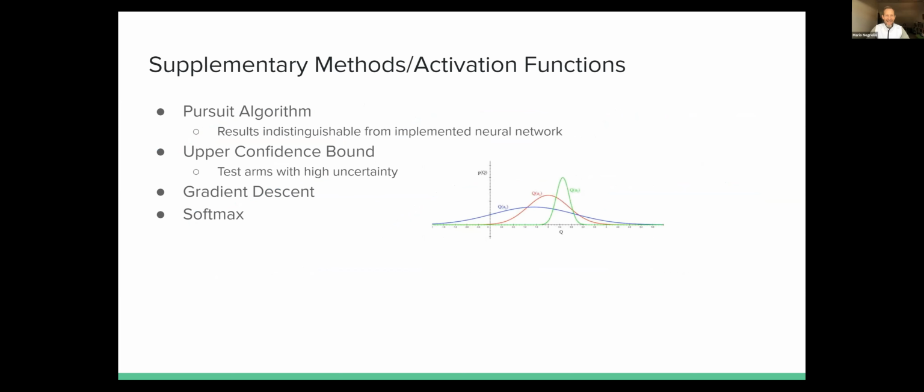Oh, yeah. So basically, the sigmoid function isn't the only activation function that can be implemented for the perceptron. You can also use the pursuit algorithm, upper confidence bound, gradient descent, and softmax. And these are all able to accurately reach the results that we found.